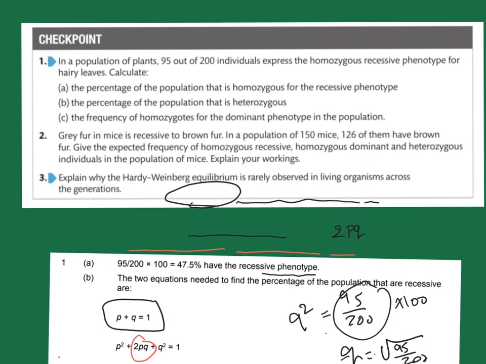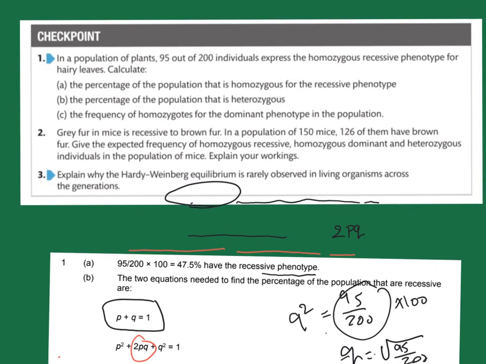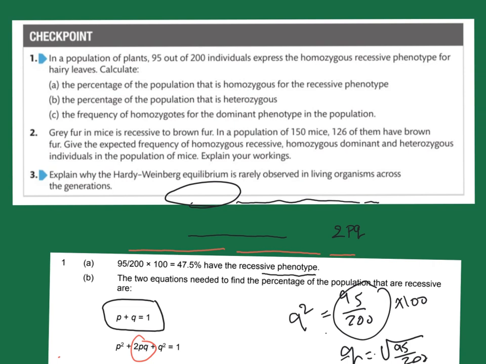Then question 2. Gray fur in mice is recessive to brown fur. In a population of 150 mice, 126 out of 150 have brown fur. Give the expected frequency of homozygous recessive, homozygous dominant, and heterozygous individuals in the population of mice and explain your working.